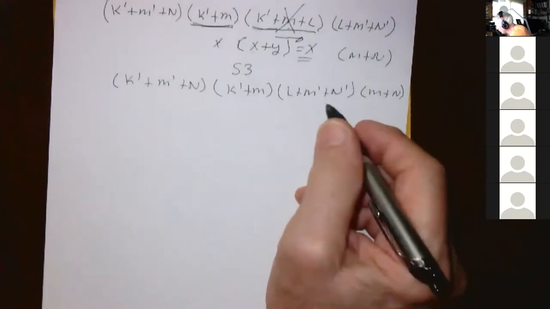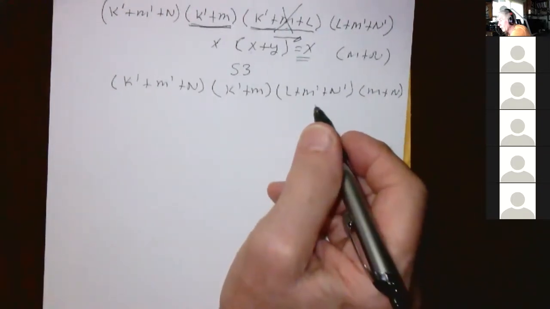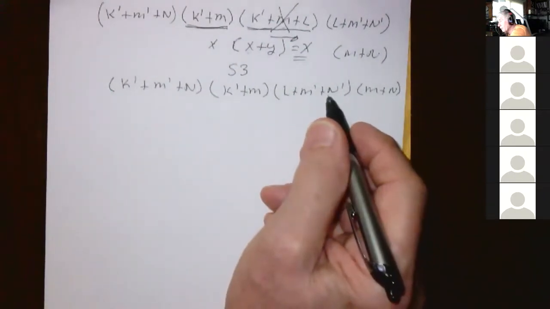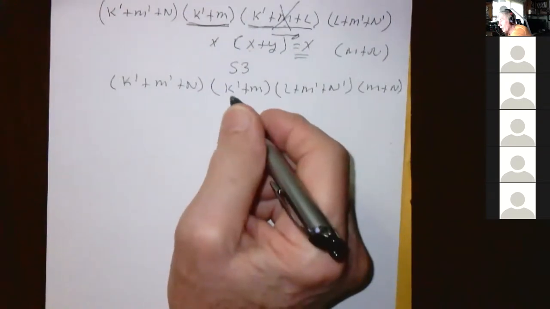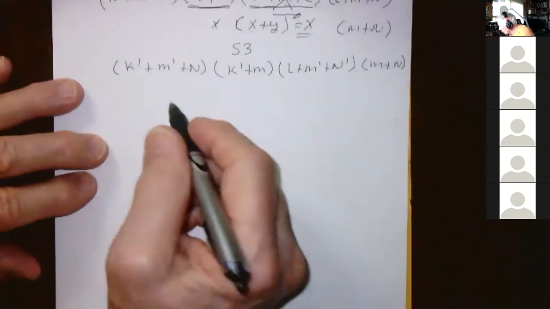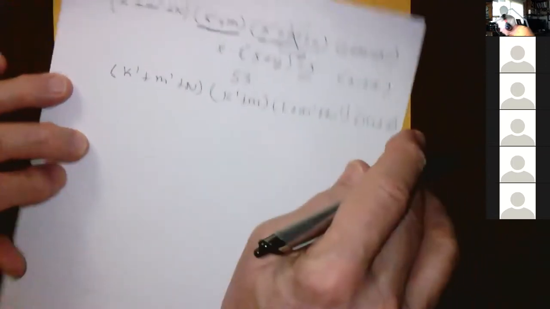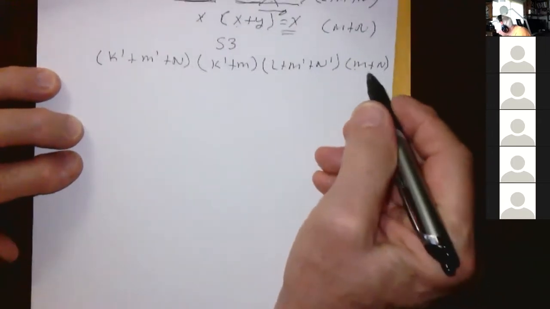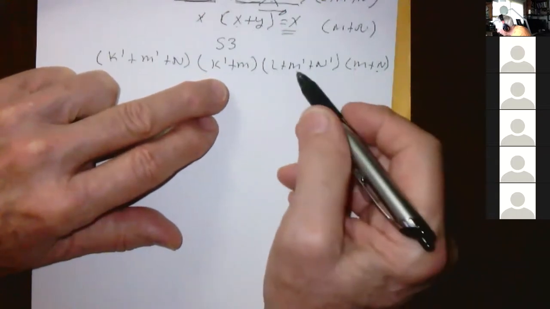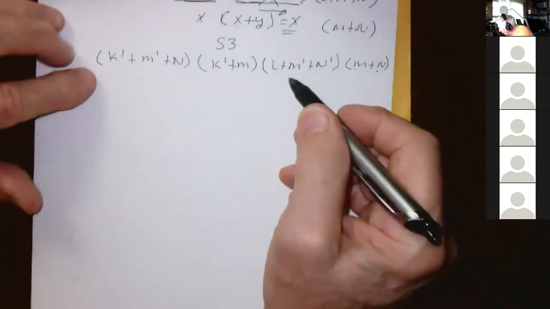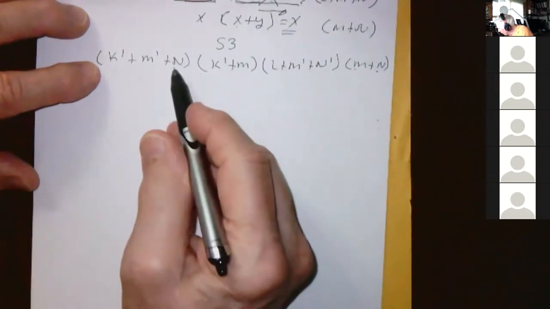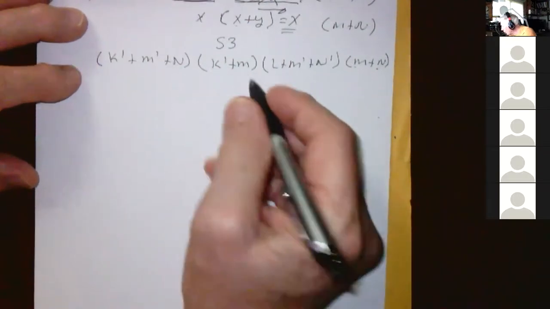Let me double check that's all good. K prime plus L, that one I deleted, L plus M prime plus N, L plus M prime plus N prime, K prime plus M, and K prime plus M prime plus N. Yes, okay. Now we can inspect this again. Do we have an M plus an N anywhere? No, we have an M plus K prime, but that won't work. We have an M prime, and here we have a K prime plus M prime plus N. Now you can use S2.